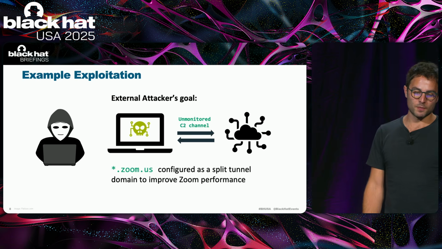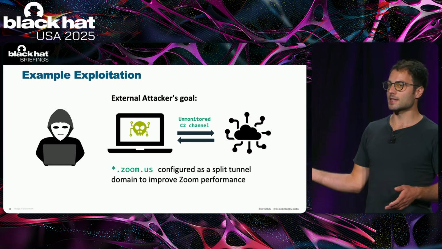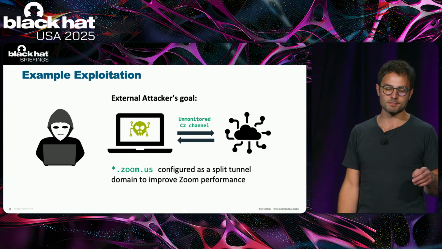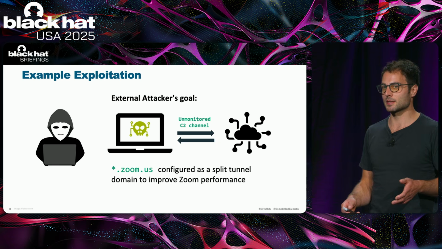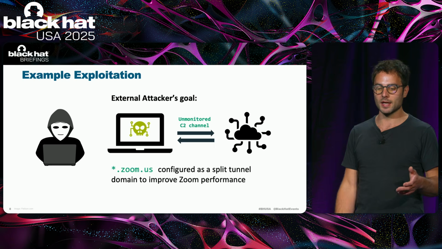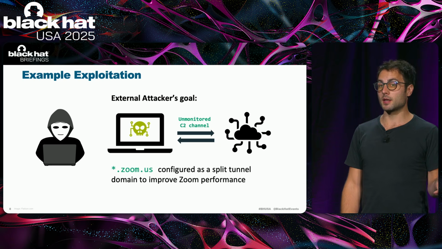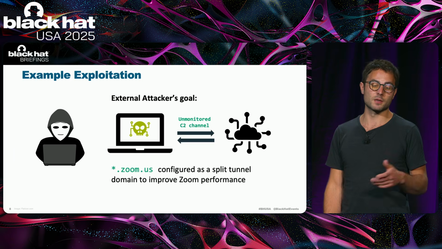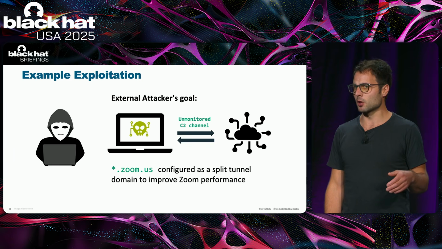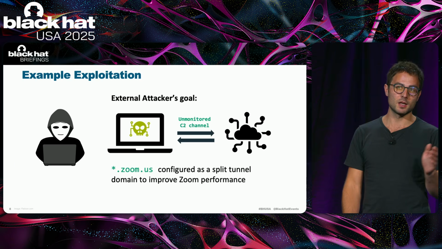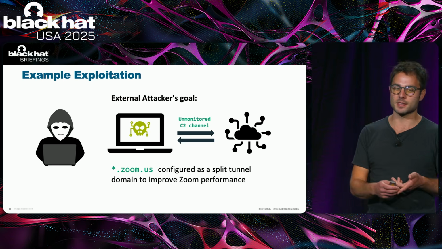And just to give a bit more flavor, let's imagine that we've got an external attacker trying to land an implant in an environment. And they know that that company uses GlobalProtect. It's clearly going to be advantageous to initiate a C2 channel unmonitored by any kind of security monitoring or the like. And that's their goal. And we can assume that the GlobalProtect configuration is that star.zoom.us is configured as a split tunnel domain. And that's pretty normal. In fact, in many cases, it's recommended to put things like VoIP software bypassing the tunnel for bandwidth and latency requirements, right?